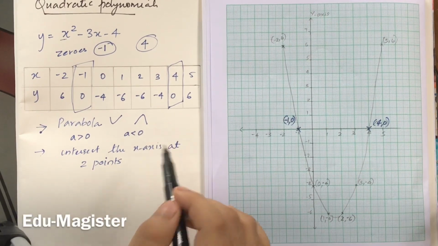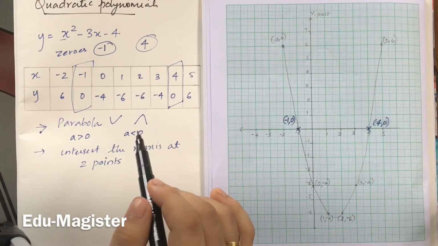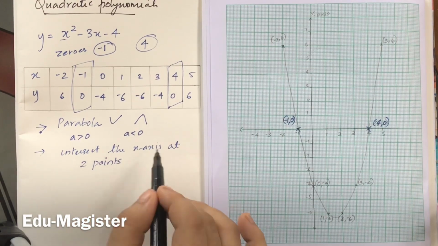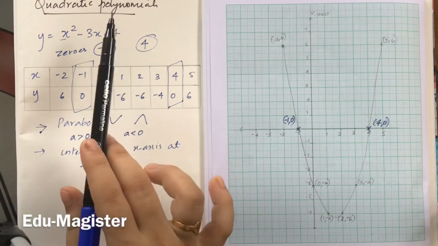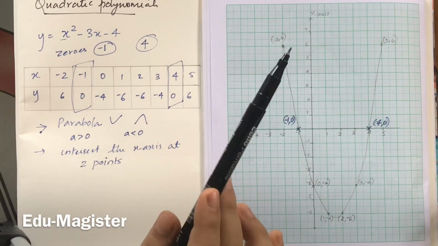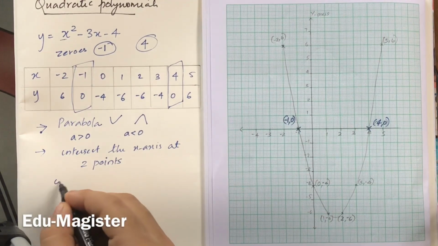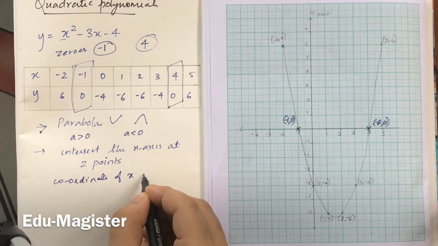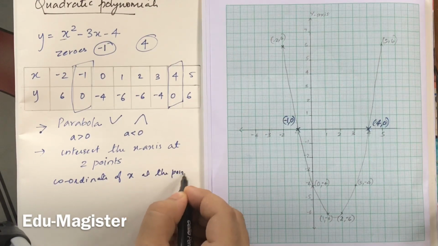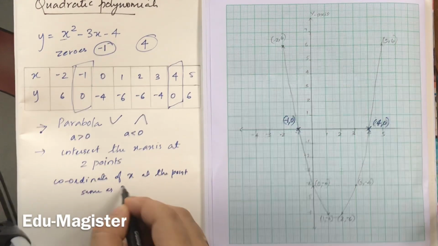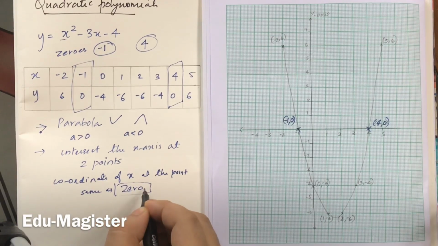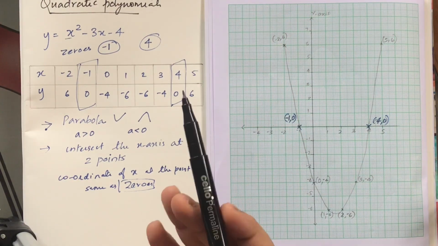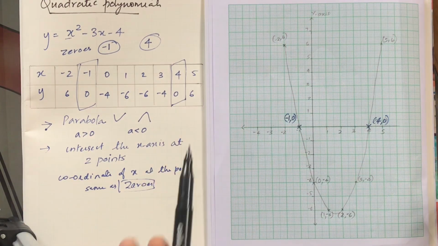In fact, at most 2 points. That means there are different types of parabolas that can occur and I will show you all of them. Now, intersect the x-axis at 2 points, meaning the quadratic polynomial can have at most 2 zeros. And the x-coordinates at that point will be the same as the zeros of the polynomial. Is it clear? Now let's look at the different types of parabolas that can happen.